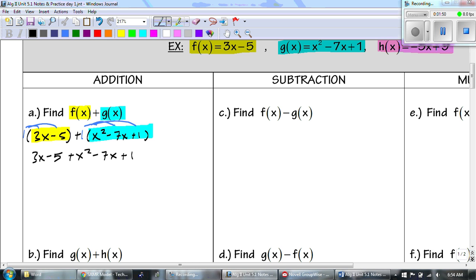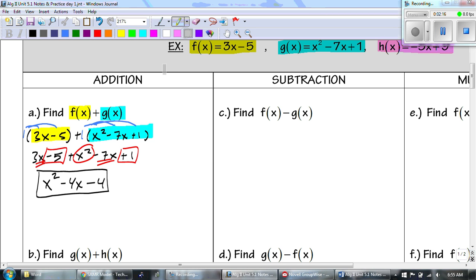So I'm looking for my highest exponent, which is the x squared. It's all by itself, so x squared goes out front. Next is 3x and the negative 7x. Well, 3 minus 7 is negative 4. And then last, I have the negative 5 plus 1. Negative 5 plus 1 is negative 4. So when I'm done, I get x squared minus 4x minus 4. Okay?